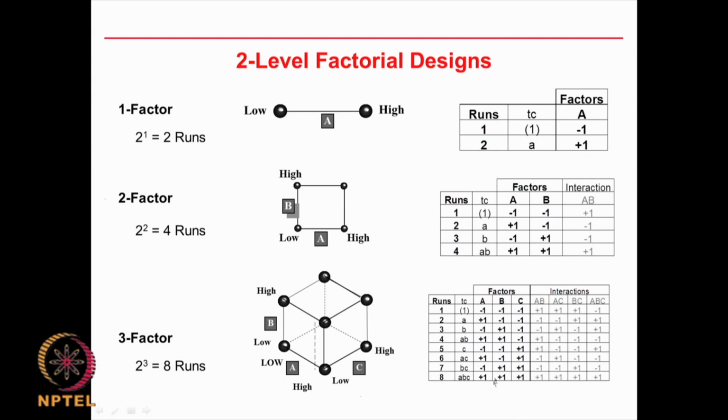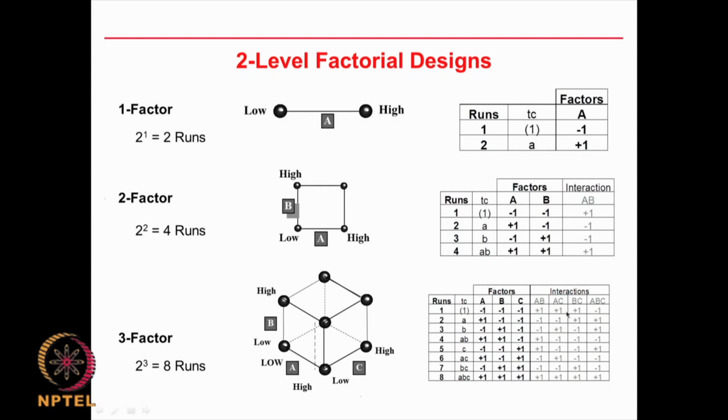Now, how do we get the interactions? AB interaction, you multiply A and B column, okay. Minus into minus is plus, plus into minus is minus, minus into plus is minus, plus into plus is plus, minus into minus is plus, plus into minus is minus, minus into plus is minus, plus into plus is plus. So, AC column is A into C, BC is B into C, ABC is all 3 together multiplied.